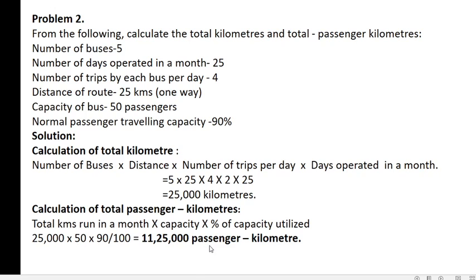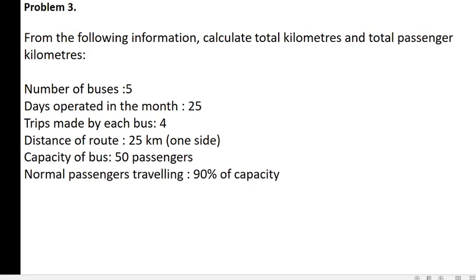passenger kilometer. In this problem, we had been asked to calculate the total kilometers and total passenger kilometer. The total kilometers we have found out is 25,000 kilometers, and based on that information, we have calculated the total passenger kilometer, and we have 11,25,000 passenger kilometer. Now, moving on to the next problem.